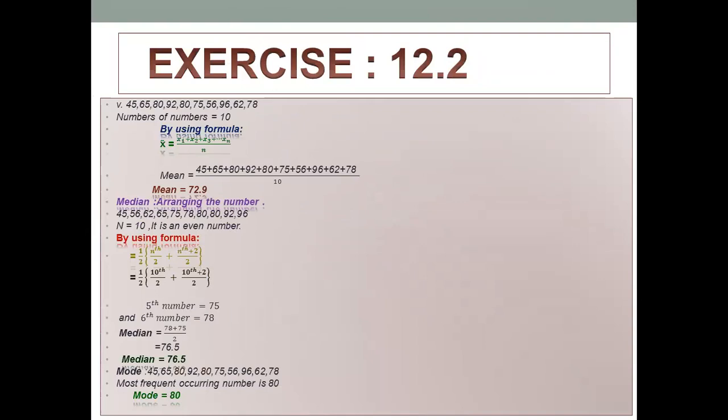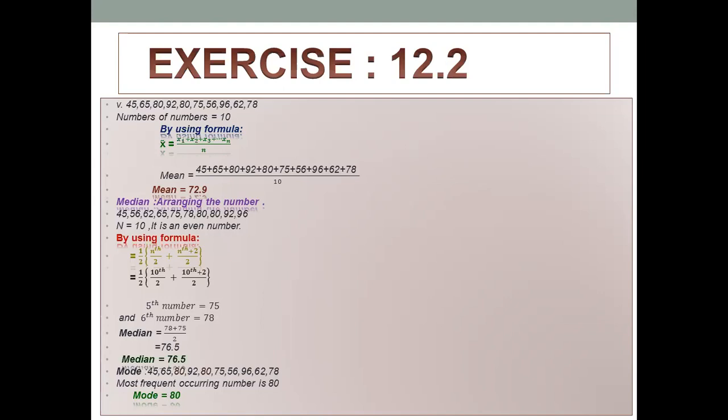For the arithmetic mean, you add up all the numbers given in the data and you divide it by 10. 72.9 is our required arithmetic mean. For the median, you first arrange the data. It's up to you if you want to arrange them in ascending or descending order, but it will be easy for you if you arrange the data in ascending order.